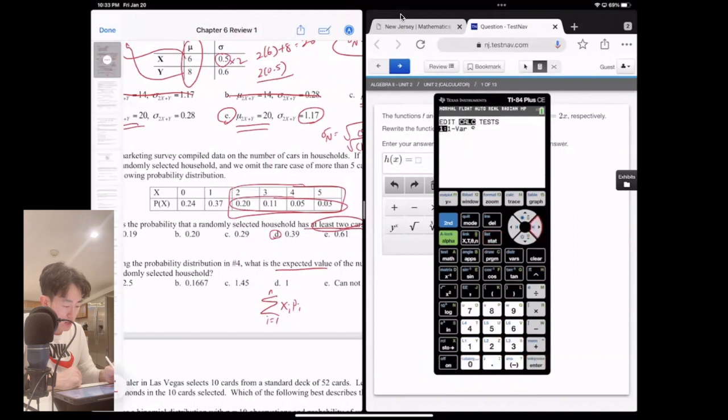And when you do stat, calc, 1-Var Stats, make sure your frequency list is list 2. And the standard deviation is 1.26 and the mean is 1.45. So the expected value, always understand it as the mean.